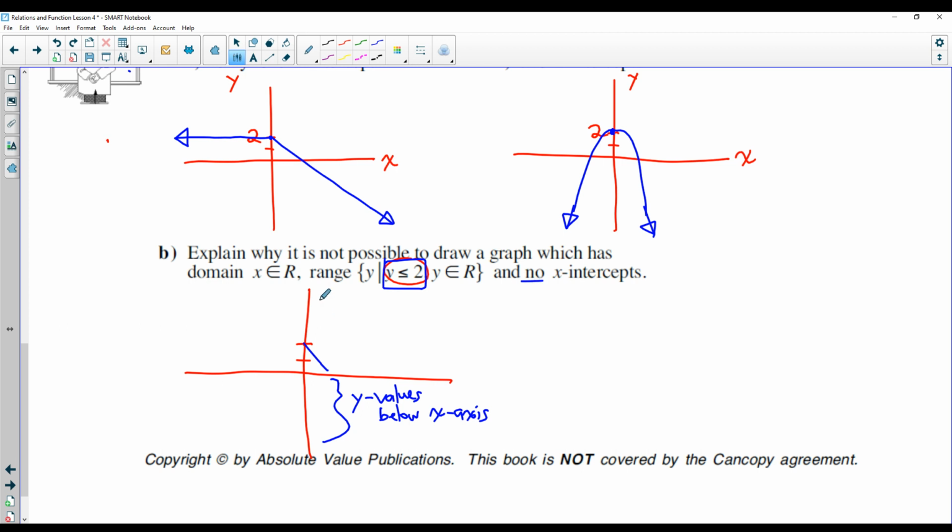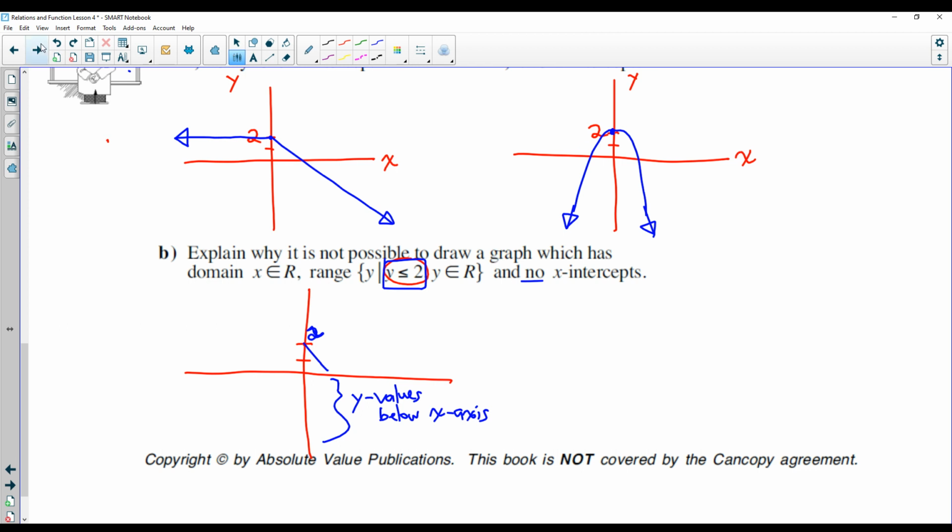If your range is y less than or equal to 2, so 2 being up here, and it has to include everything below that, then the only way you can include that would be if your graph would cross the x-axis at least once. But since we're saying right here there's no x-intercept, it's actually not possible to draw that graph.